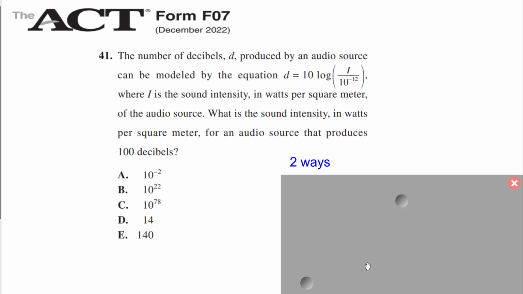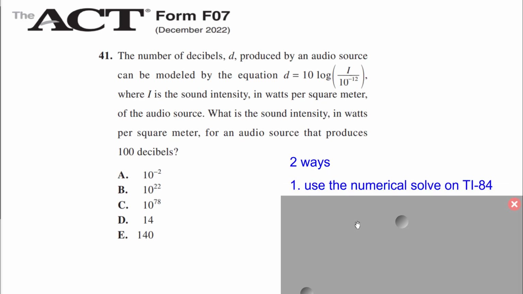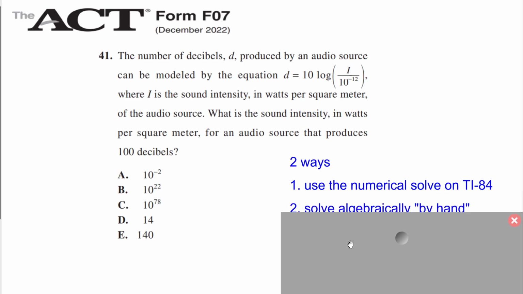We will illustrate two ways to do this. The first one will be using the numerical solve feature on the TI-84. The second one, we will solve this algebraically, or what we might say by hand.